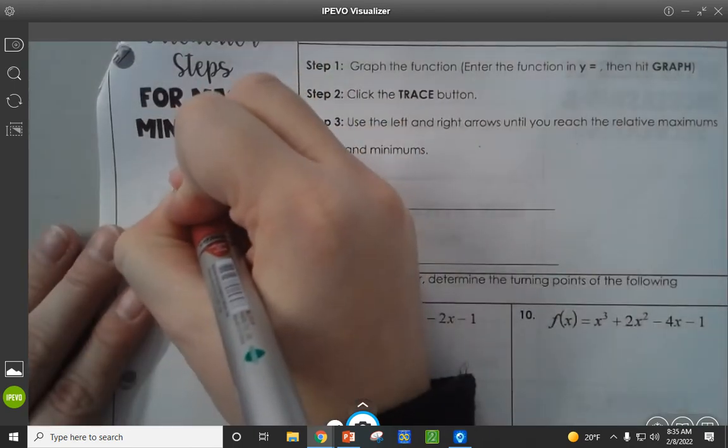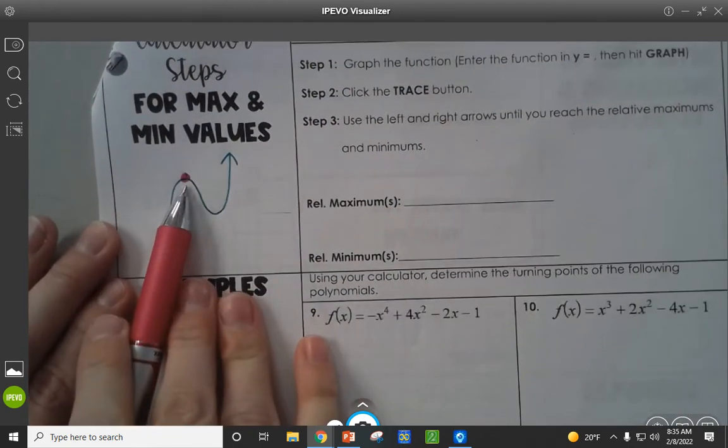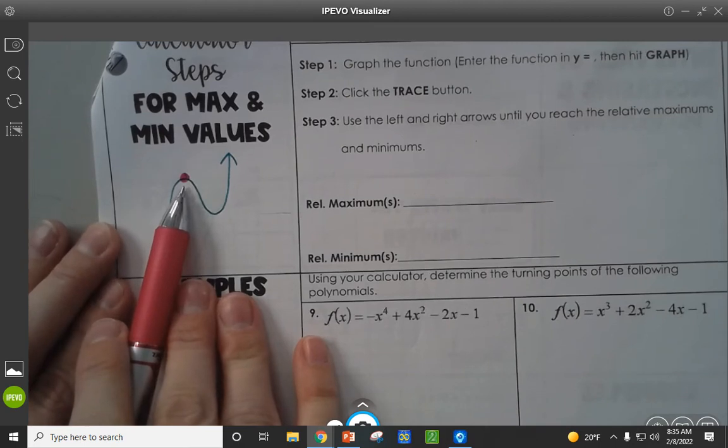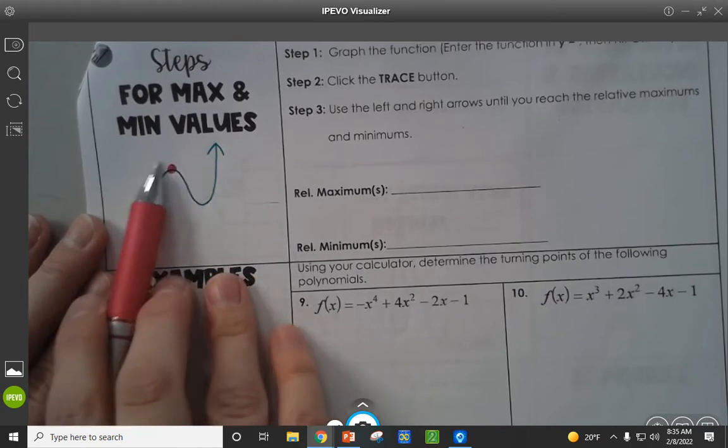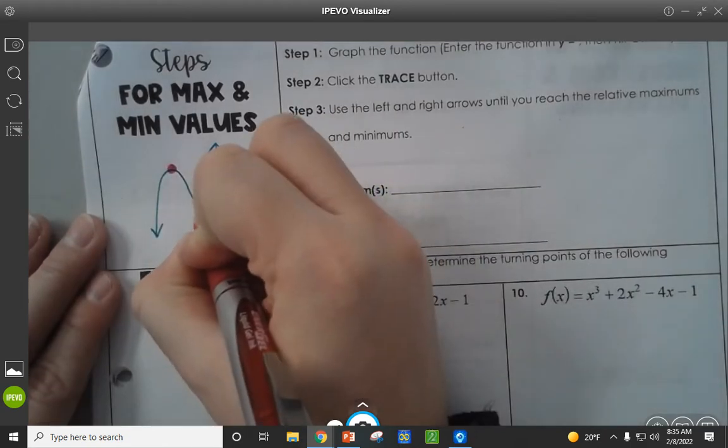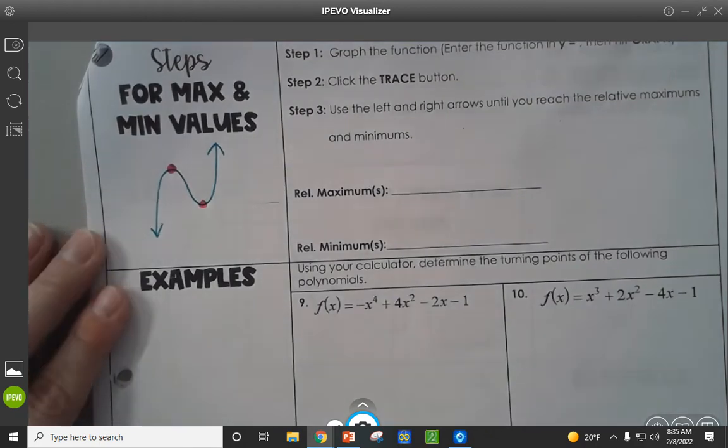Right here is one. Would that be a relative maximum or a relative minimum, do you think? Maximum, because it's at the top of that peak. And then this one would be the relative minimum.